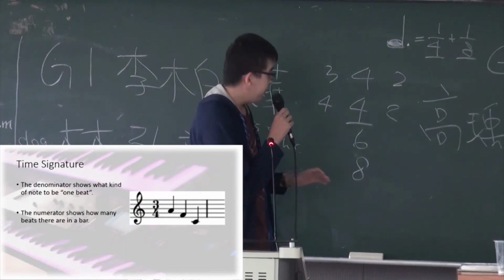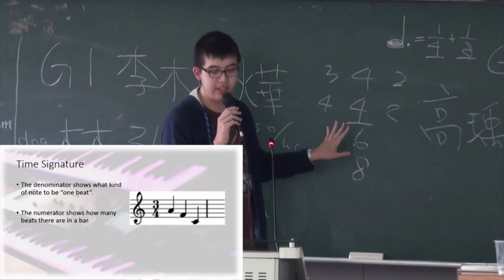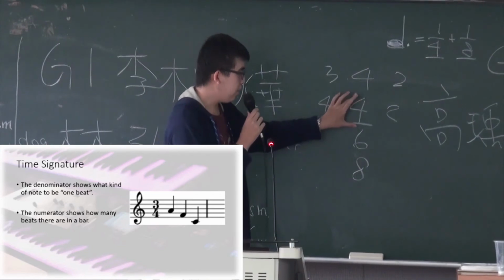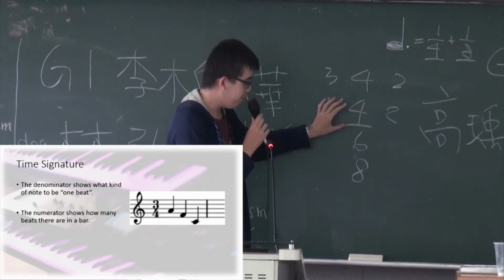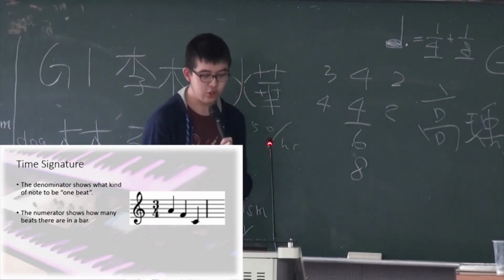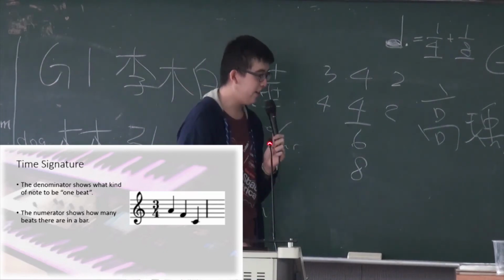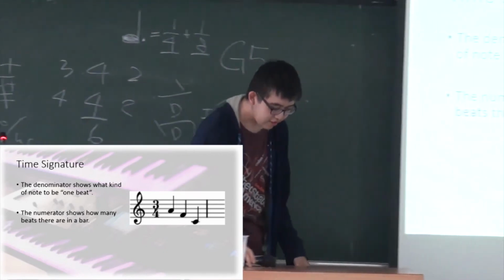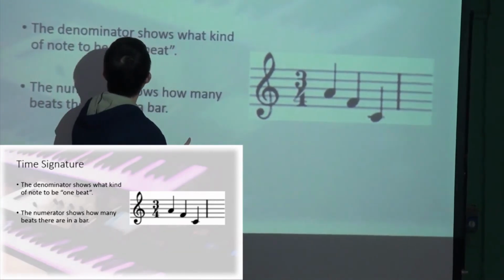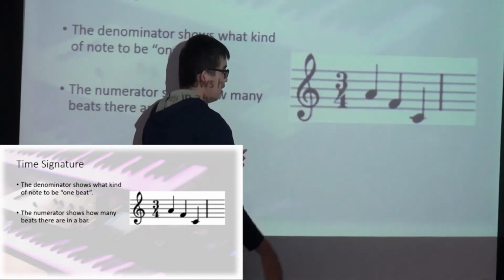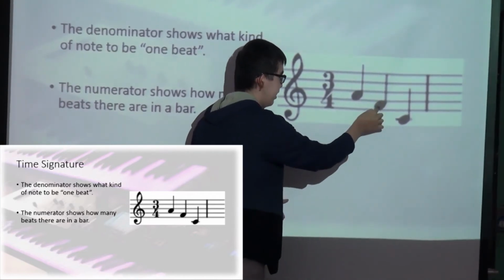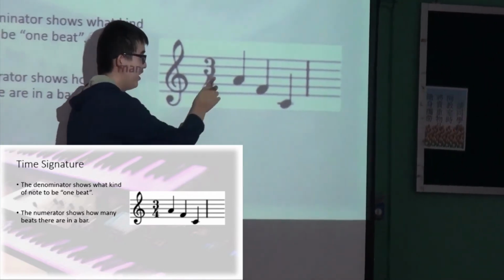Okay, the time signature. This is the time signature. The denominator shows what kind of notes to be 1 beat. This one gives us 1 beat. And the numerator, which means this one, shows how many beats there are in the bar. The bar is in here. And the time signature is here. This is 4th beat. This is 1 beat, and there are 3 beats in this bar.